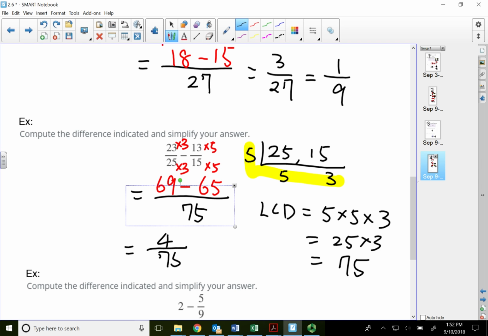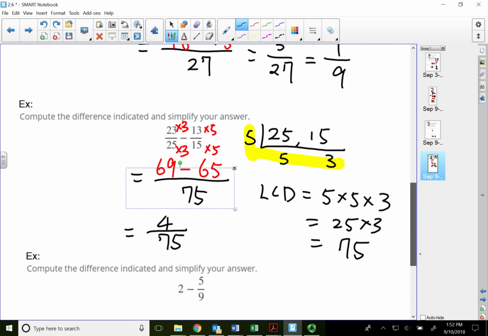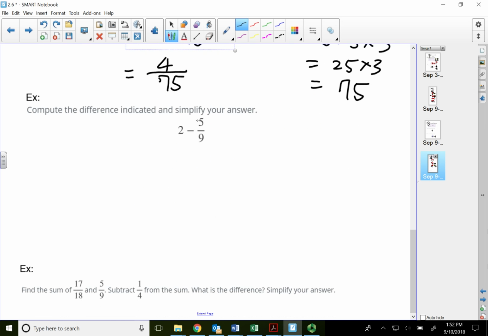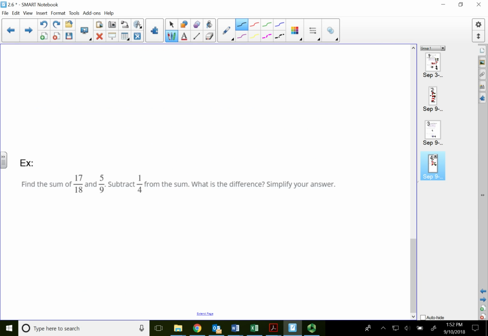And you know 4 cannot be used to reduce with a number that ends in 5. So that's it. I'm going to skip this one for right now. I'm going to come back to it. I'm going to show you how to do this one real quick, then we'll go back to that one.